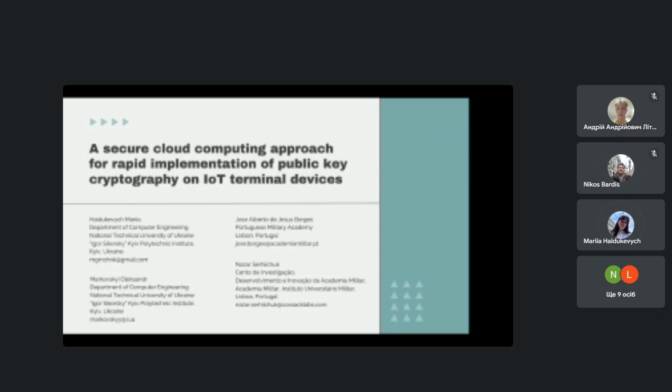Thank you. Well, ladies and gentlemen, a short report on the results of research on the topic A Secure Cloud Computing Approach for Rapid Implementation of Public Key Cryptography on IoT Terminal Devices is presented to your attention.